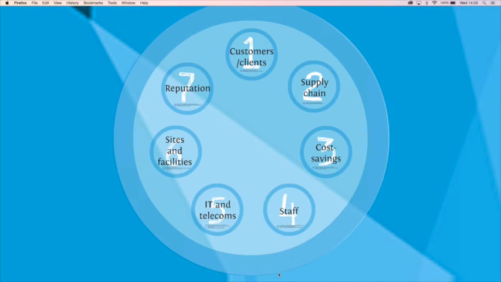Okay, so the 7 crucial areas to focus on for keeping your business in business. The first stage in building the more resilient business plan that you're looking for is for you to work out exactly what and who keeps your business running. What keeps it all going, who keeps it all together. Most likely, the answers to that will factor into one or more of the 7 core areas. And these are your clients or customers, your supply chain, cost savings, your staff, IT and telecoms, your sites and facilities, and last but by no means least, your reputation.